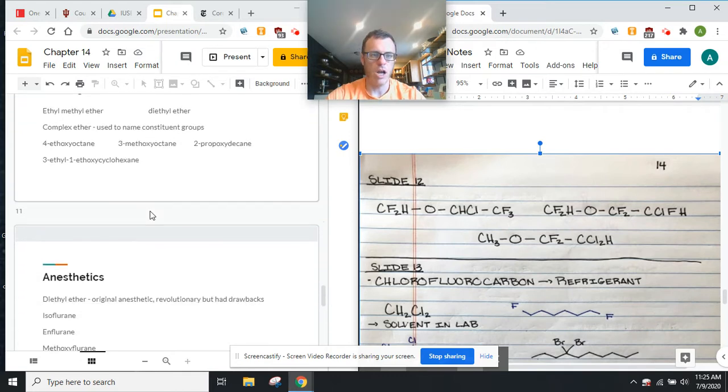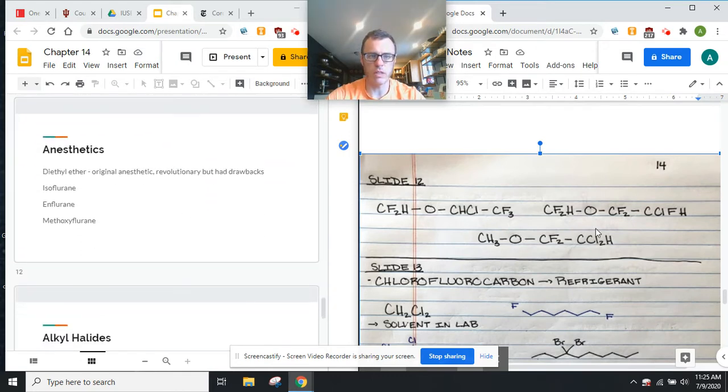Down here, we talk about this sort of stuff because we can talk about anesthetics. And these have a lot of halogens in them. They're also ethers, so there are two things going on here. Isoflurane, enflurane, and methoxyflurane. Here's our methoxy group right there. So these are some anesthetics. Diethyl ether was the first anesthetic, which was great. It was revolutionary, but had some serious drawbacks. Lots of headaches. You didn't know how long the person was going to be out, which is hugely problematic in surgery.